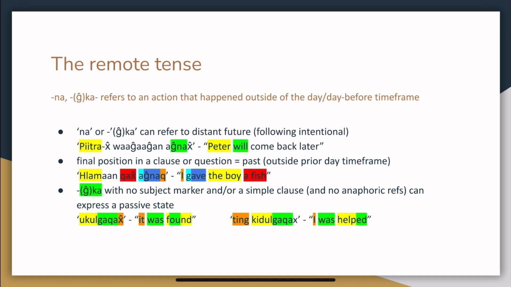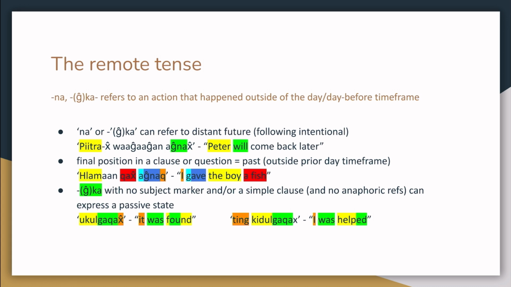And then the remote tense. So the remote tense has two different suffixes. So you have na, and then you have reka. These two different suffixes have different times for when they're used, and they have their own edge cases. But they both generally refer to an action that happened outside of that 36-hour day-before time frame.